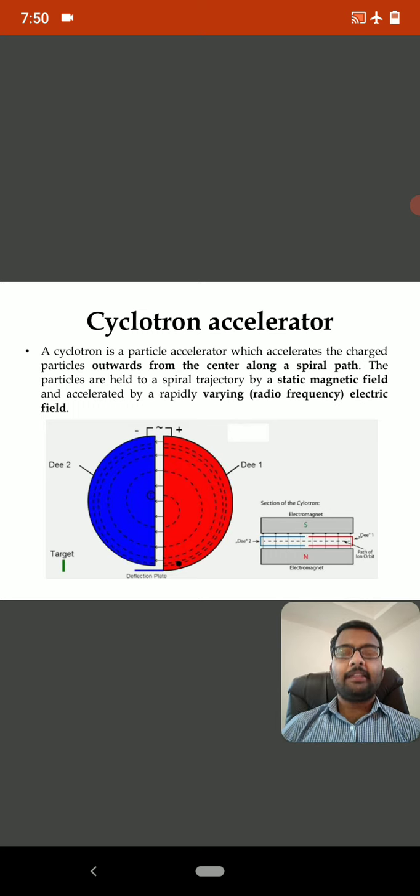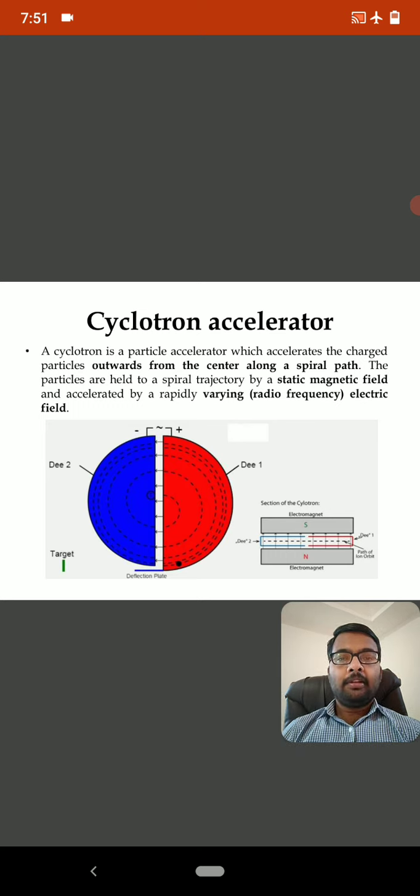If you look at the construction of this cyclotron accelerator, it consists of two electrodes, and the shape of these two electrodes is similar to the English alphabet D. That's why these two electrodes are called Ds. In this diagram, these two electrodes or Ds are denoted by two different colors. One is blue and another one is red.